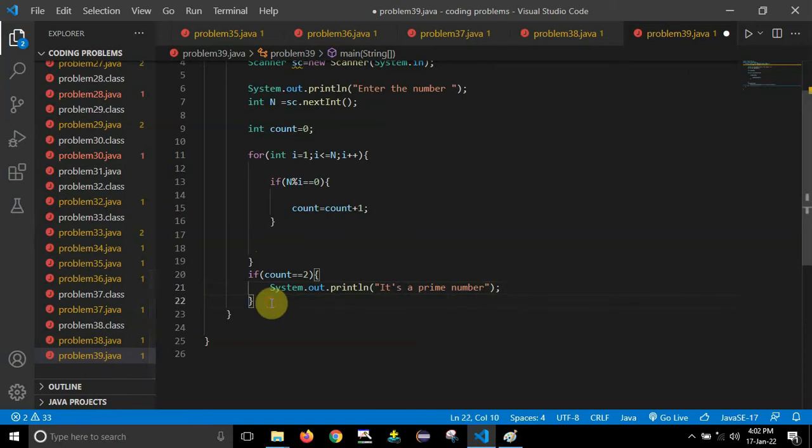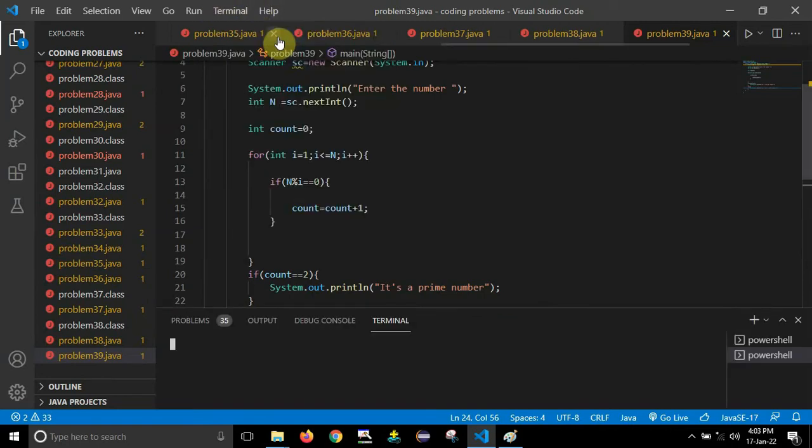So if the count is not exactly equal to 2, then I can blindly say that it's not a prime number. So I will write it's not a prime number. So this is it, guys, and we are done with the program. So I'll just run it in front of you.